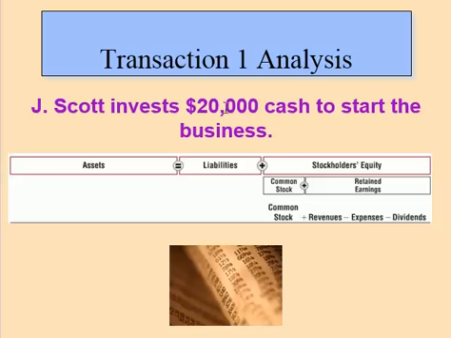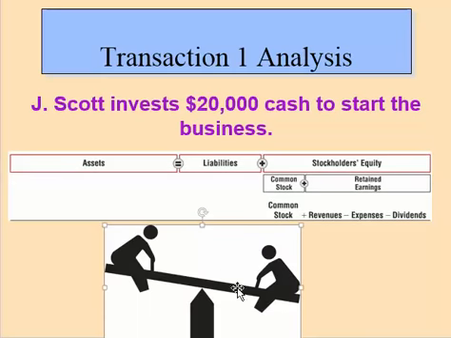So if J. Scott invests $20,000 cash to start the business, we have to figure out what happens in terms of the basic accounting equation. And let me tell you something up front that's very important. At least two items within the accounting equation, or at least two different accounts, need to be impacted with every transaction. It's because it's a balance, and our items need to stay in balance.